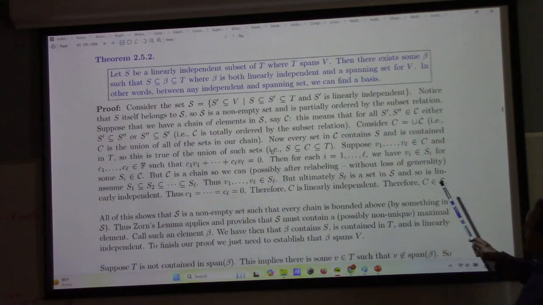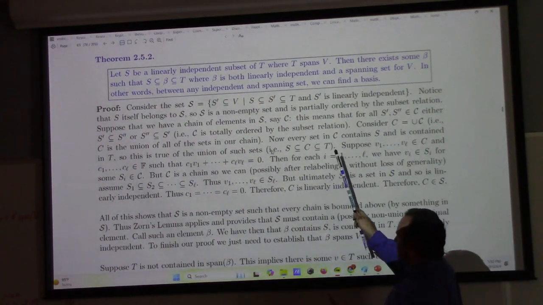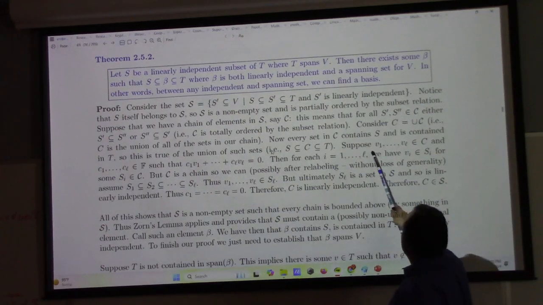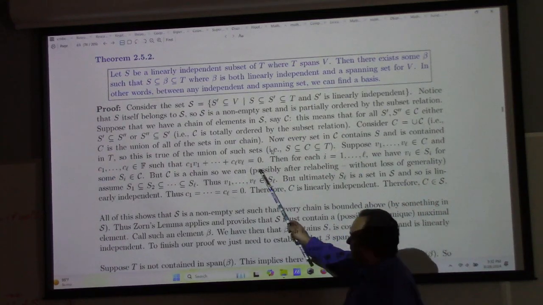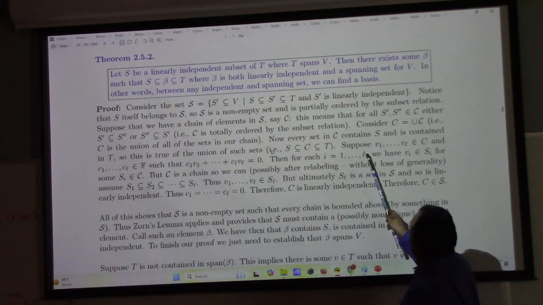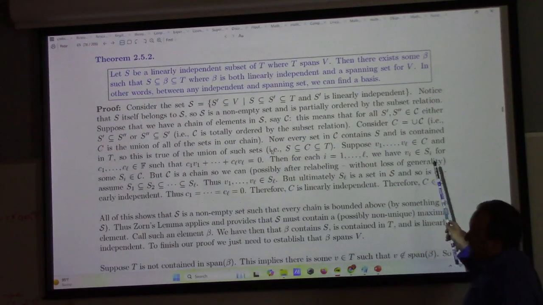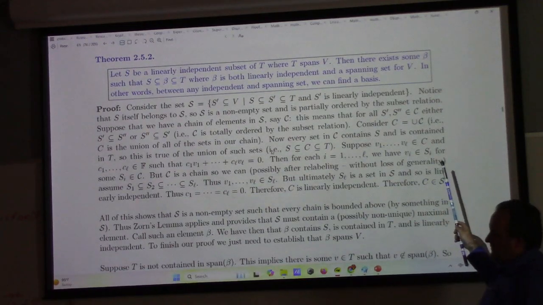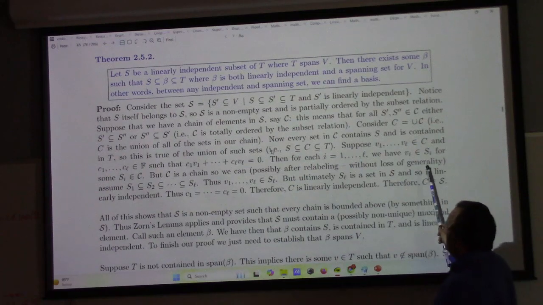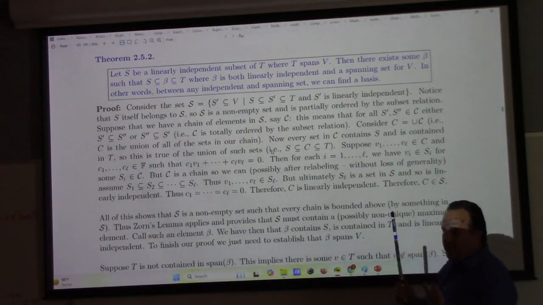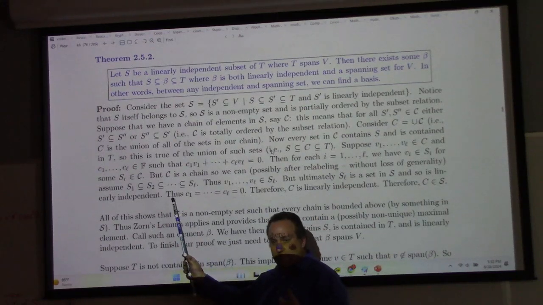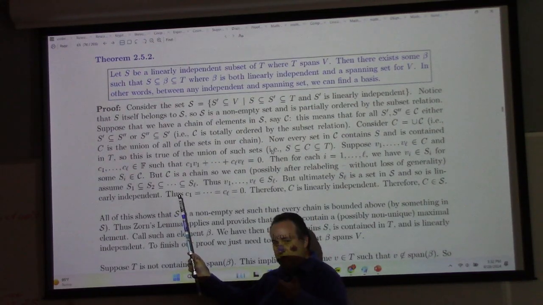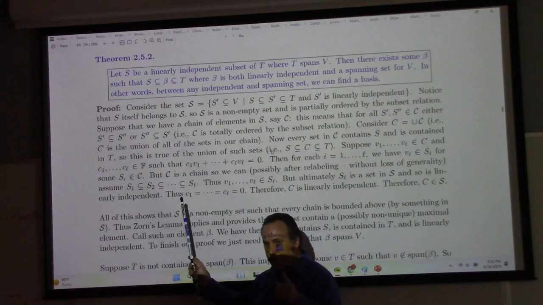In any event, every set in C contains S. I'm sorry, I'll get to it here. So suppose we have V1 through VL in the union of the chain, such that we have a linear combination equal to 0. Then for each i, we have Vi in some set Si in the chain, and without loss of generality, we can relabel them so that they're nested, 1 inside 2 inside L, right? If they're not already that way, just relabel them so that they're like that.